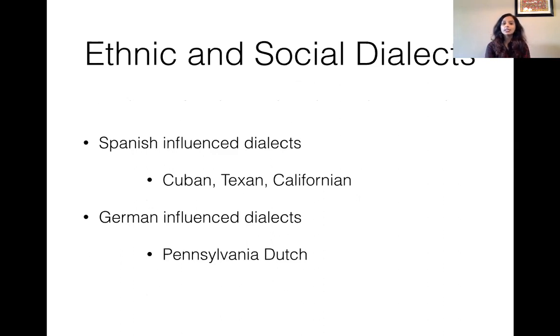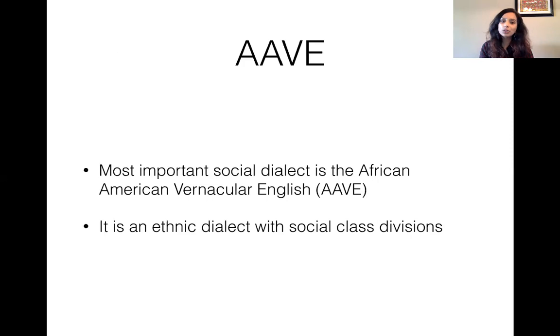The ethnic and the social dialects, for instance, are dialects that are influenced by Hispanic communities, for example, or by communities that have a connection with other race and other ethnic communities. So like the Cuban dialect or the Texan dialect or the Californian dialect or German influenced dialects such as Pennsylvania Dutch in Pennsylvania. And we have the most important social dialect of all times, which is the African American Vernacular English, also known as AAVE, an ethnic dialect with social class distinctions.